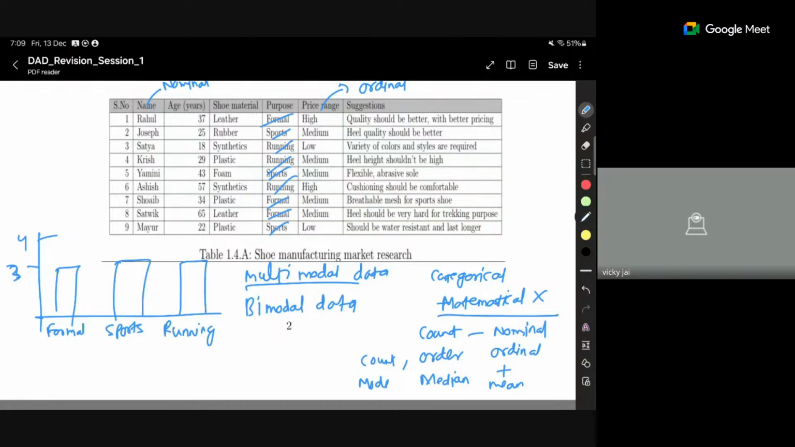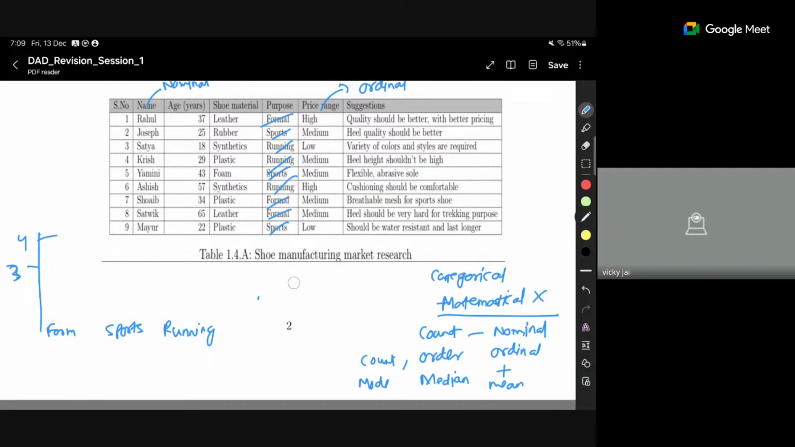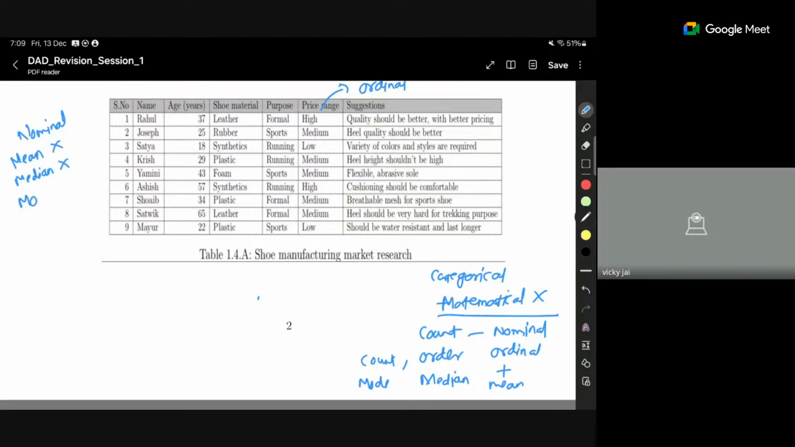Now let's see what we can do with this price range, which is ordinal data, right? What we figured out is that with any nominal data, I can't do mean, I can't do median. I can find the mod of it. Okay. Now, what will be the case with ordinal data?